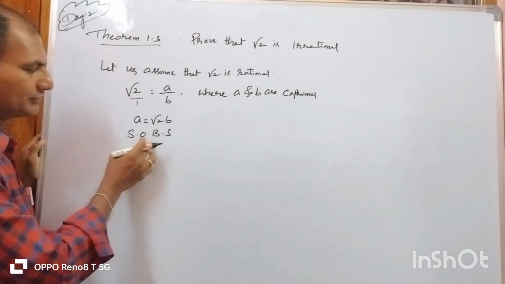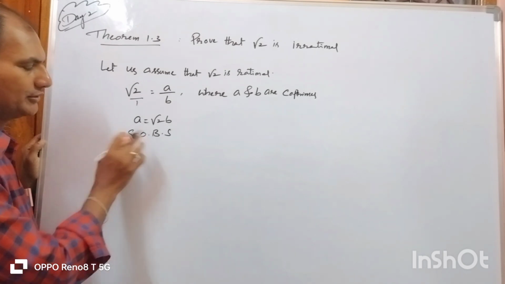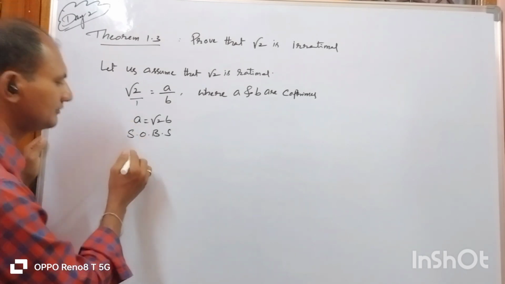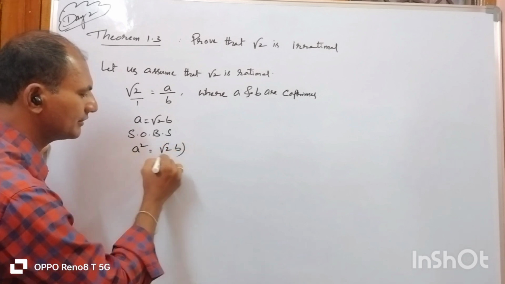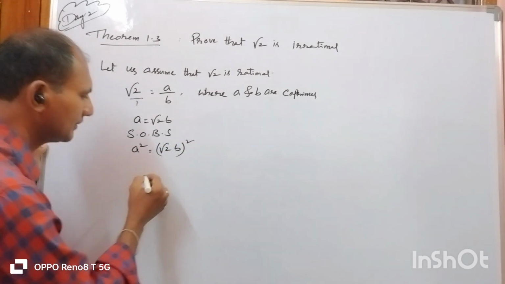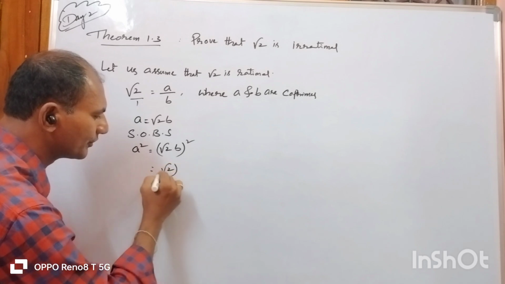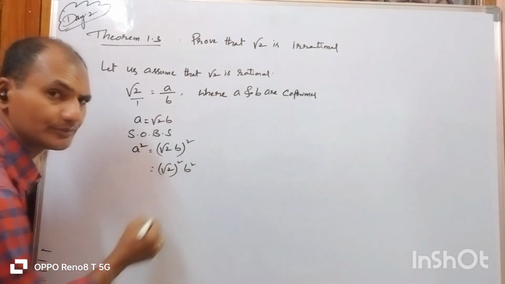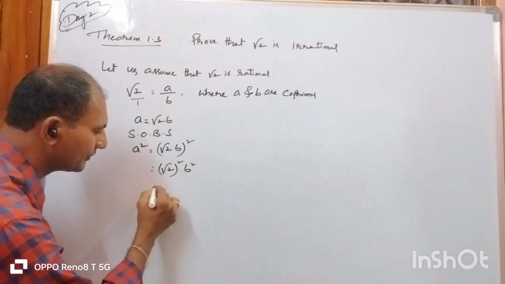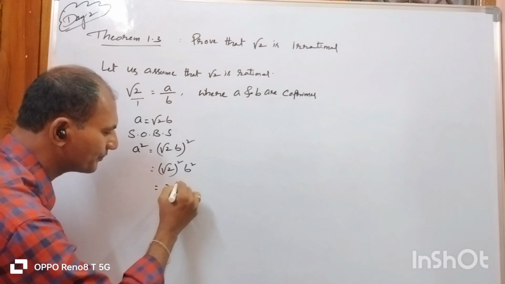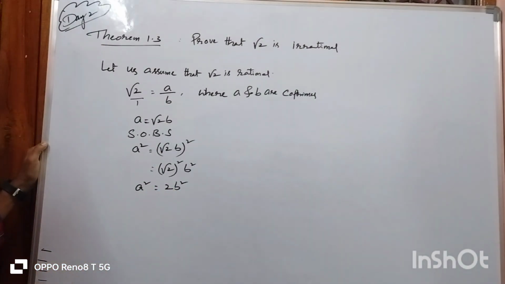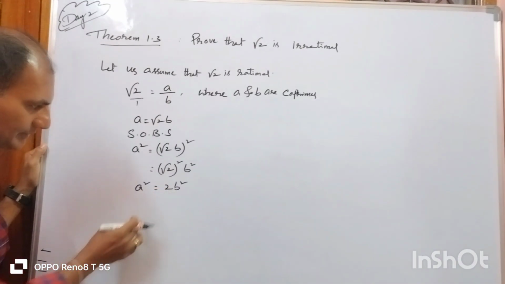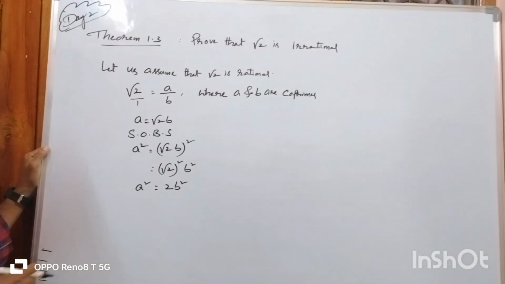They don't know what SOBS means, so you have to write squaring on both sides. So a square equals root 2b whole square, that equals root 2 whole square into b square. The square root will get cancelled, so 2b square. This is a square. See, 2 means you will get here divided by 2, right?